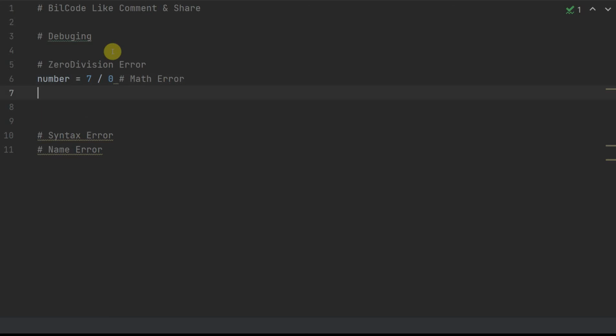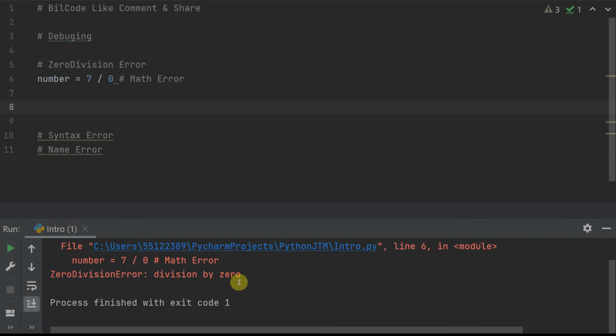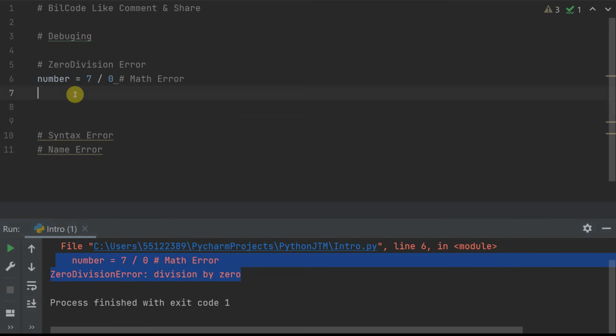Similarly, if I run this code in Python, let's just try it, you would notice that I get zero division error, which means division by 0. So let's say you're doing a long arithmetic operation and you forgot to write something here, such as instead of writing 10, you wrote 0, or for some reason or another, you wrote 0. Python will let you know that you're making a mistake here and you cannot divide it by 0.